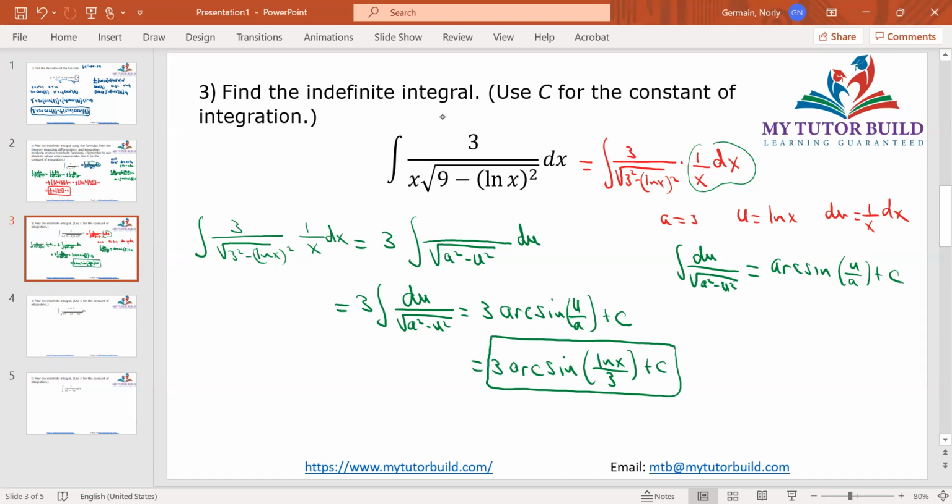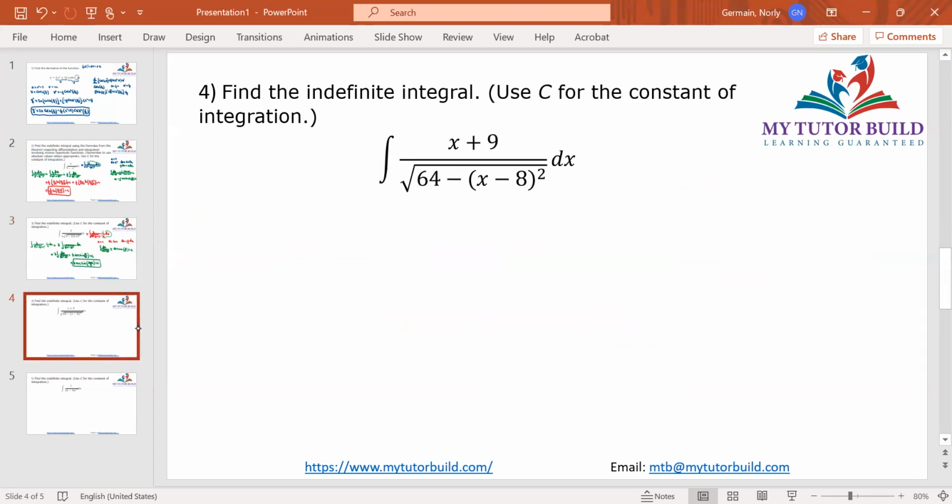Okay. We can continue doing another example. When we look at the examples of finding the indefinite integral, we're going to continue using the c for the concept of integration. In some examples, we could split and give each of the terms their own denominators. We could simply write it as x over square root of 64 minus (x minus 8) squared dx, of course. We could have 9 over square root of 64 minus (x minus 8) squared dx.